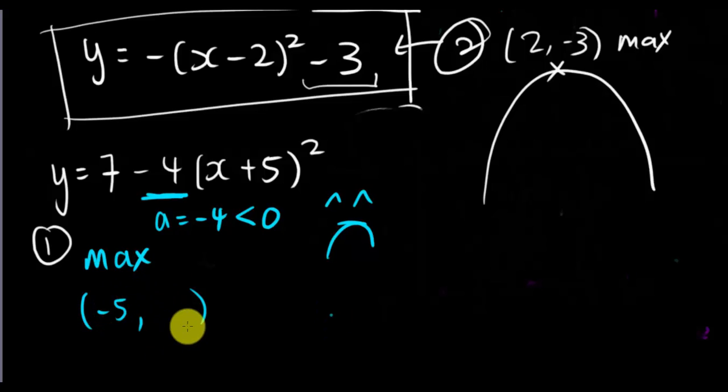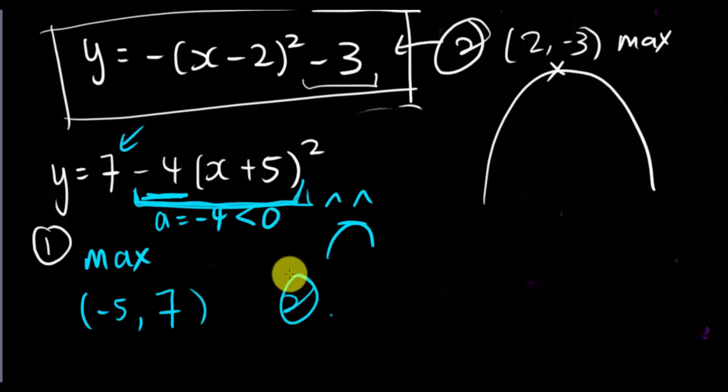Alright, and the y value is the only value alone, because this one we consider together as one term. So the only one alone over here is 7. So the y value will be 7. Alright, this is something very important.